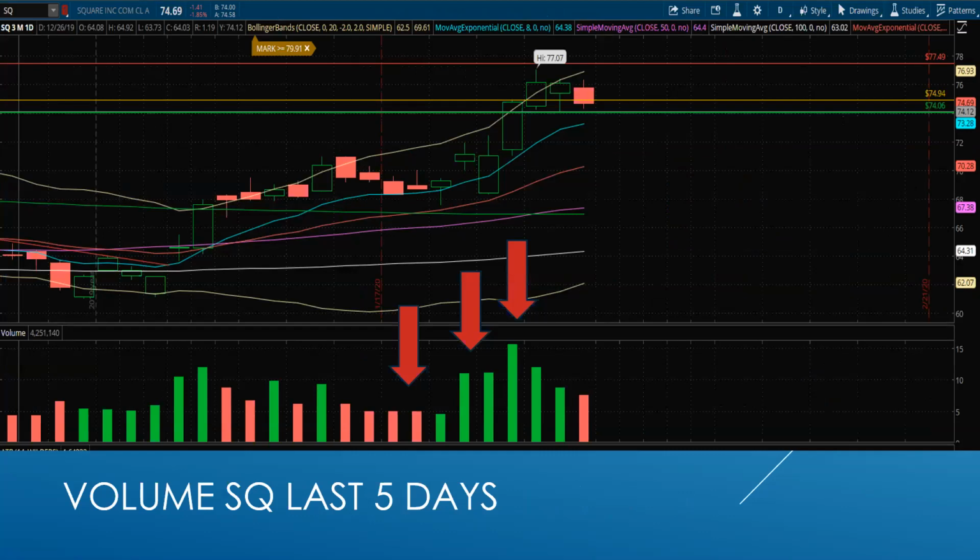Square, love Square. I've been in Square. I traded this thing every day in the last week, the last 5 or 6 days. I've been long it since down in the 50s. 68. Sorry, 68. I got long it. And what told me that this name was in play? Look at the difference in volume.